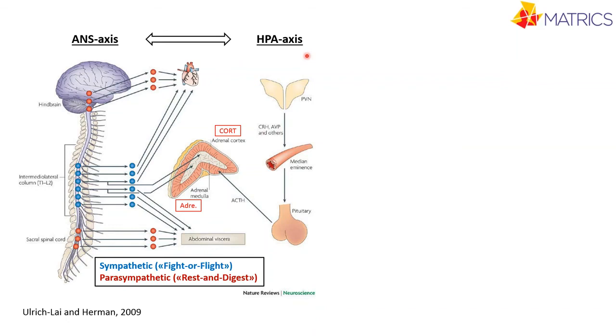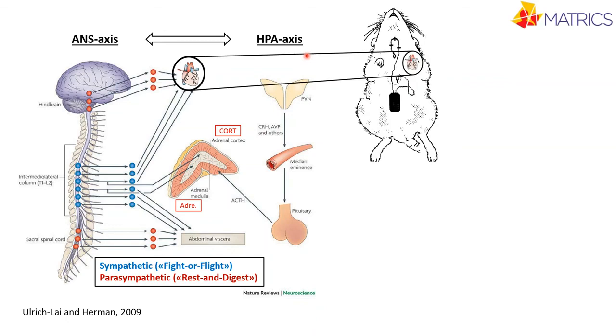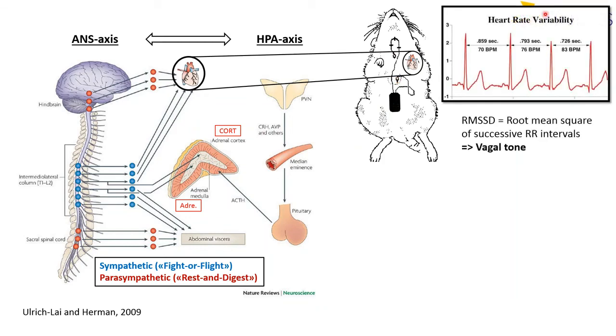The corticosterone and the glucocorticoid receptors are also present in the different central regions regulating the heart rate, and that made it a good potential target to test. So to do that, we implanted the rats with a fully implantable telemetric system with 2 electrodes, one above and one below the heart.